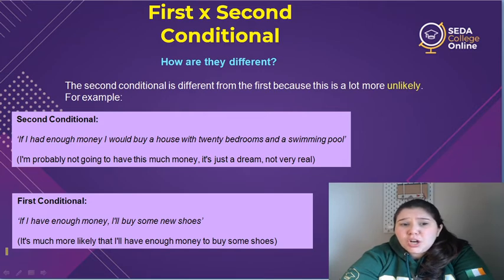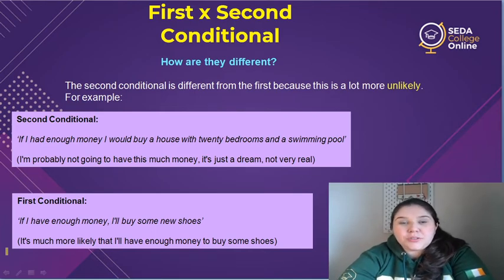So I'm probably not going to have this much money. It's just a dream, not very real. And the first conditional is something more likely to be true. So if I have enough money, I will buy some new shoes. So it's much more likely that I'll have money to buy some shoes instead of the big house with 20 bedrooms. So first conditional is something more real, more likely to be true. Second conditional is mostly about a dream, something you wish, but it's not very likely to be true. Yeah, it's much more unlikely.